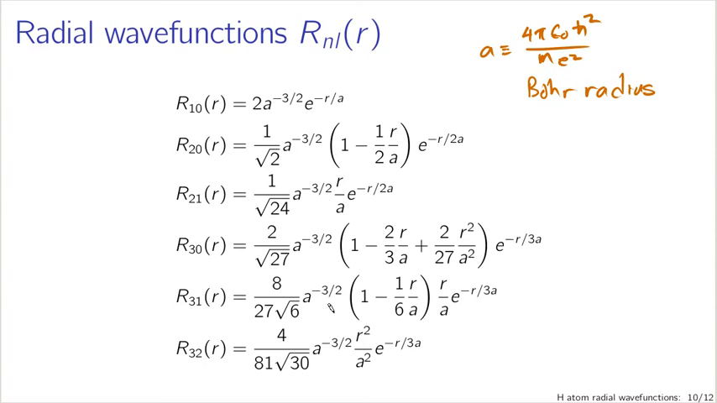So this length tells you roughly the size of the radial wave function. It's appearing to the minus 3/2 power in all of these, more or less as part of the normalization constant. If a is smaller, you want your radial wave function to be larger, since you still need to cram all of that probability into a smaller space. You'll notice the next feature after this a to the minus 3/2 power, for instance here, or here, or here, is a polynomial in the variable r over a. So r over a is essentially the distance from the nucleus in units of the Bohr radius.